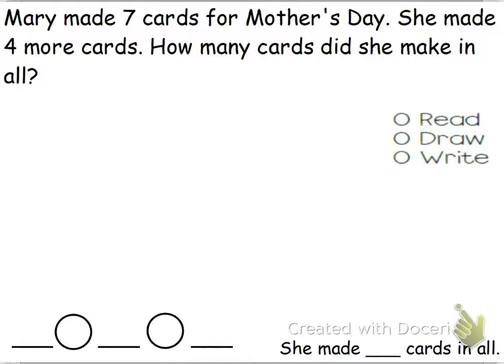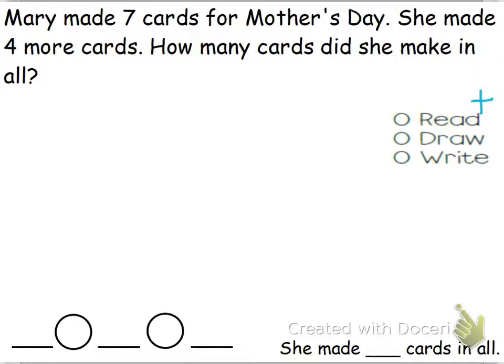Alrighty, guys. So now let's look at this. Mary made 7 cards for Mother's Day. She made 4 more cards. How many cards did she make in all? Well, she made 7. Then she made 4 more. That means that we're adding because she had 7. Then she made 4 more cards. That means we're having to figure out how many she made in all.